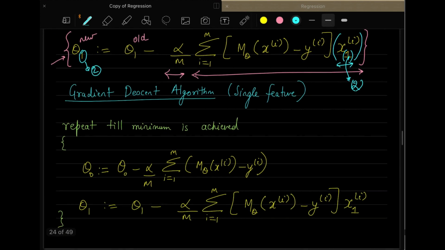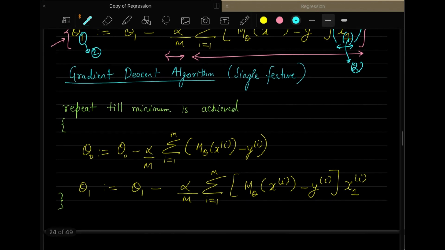So this is the gradient descent when you are using a single feature. This is important, so just note that we are right now using a single feature. That's why it's a gradient descent algorithm for this. And you know that this is the theta 0 we have just calculated, and then we have theta 1. So these are the two equations.